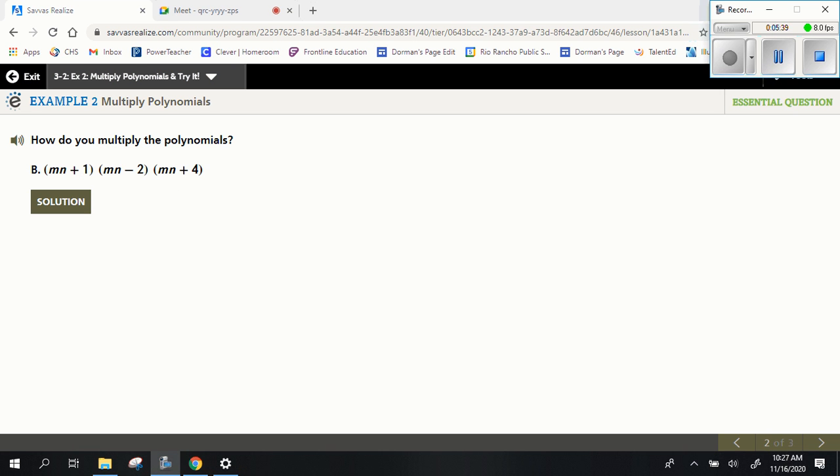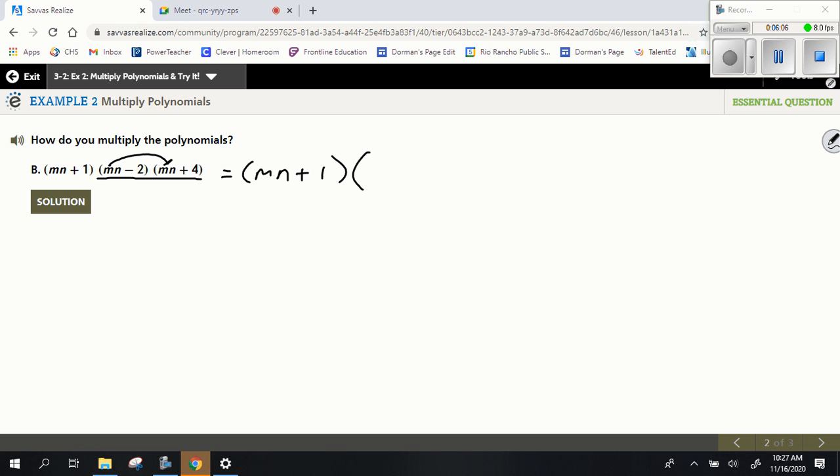All right, so let's do another one. And this one's a little more complicated. We're going to take it step by step. So the first thing I'm going to do with this is go ahead and multiply these two first. And I'll leave the mn plus 1 out in the front. And let's go ahead and multiply this, and I'll put my product inside of my parentheses.